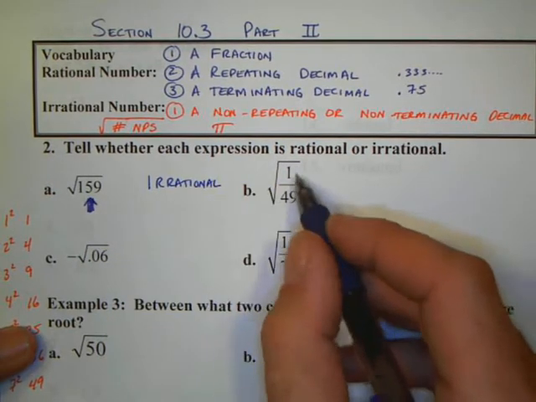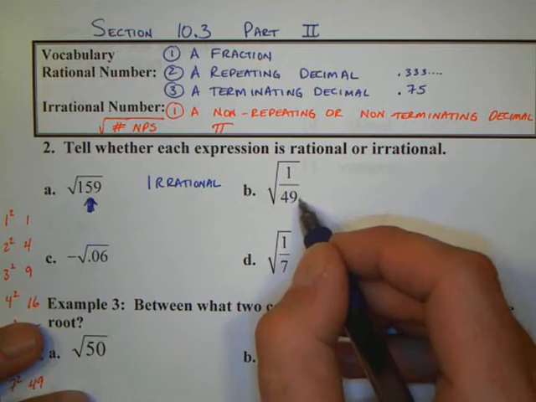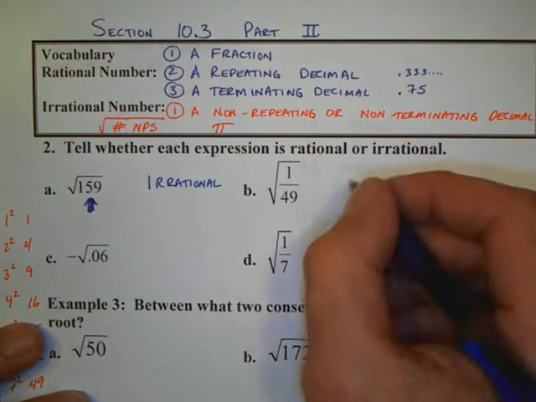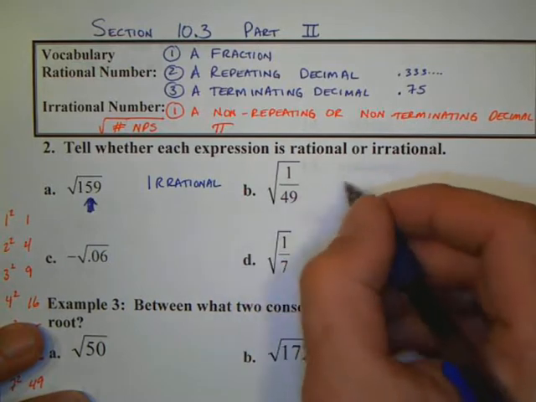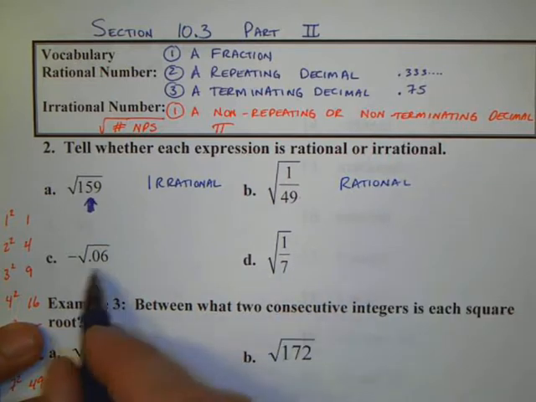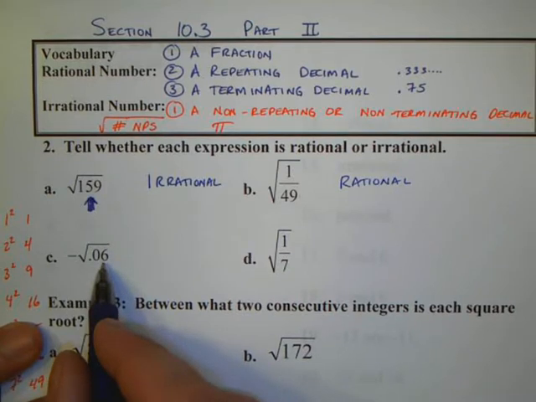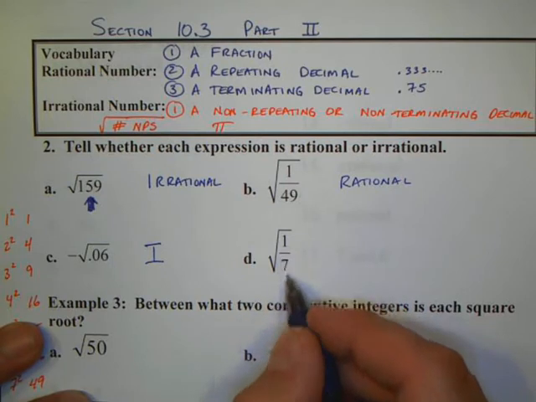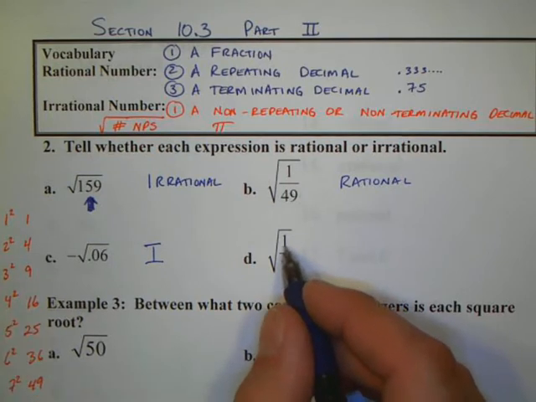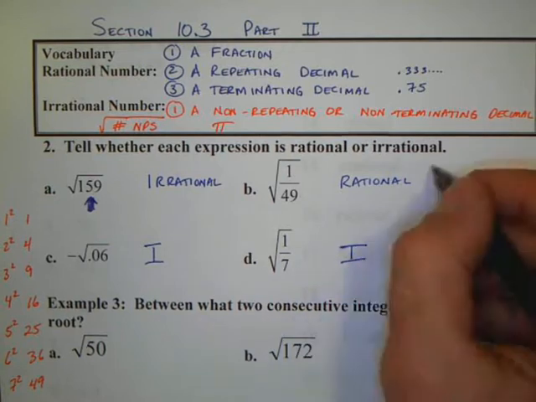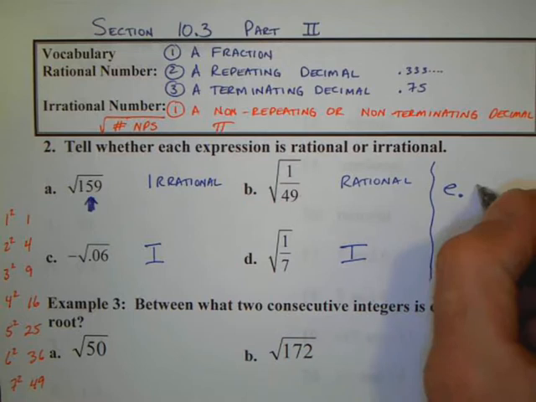Let's look at part B. When you have a square root of a fraction, both the top and the bottom must be perfect squares, and they are. 1 squared is 1, and 7 squared is 49. And so since this can be reduced to 1/7, it's a rational number. Our next one, the square root of 6. As we learned from our decimals and approximations on the previous page, 6 is not a perfect square, so this one is irrational. And our last one, the square root of 1/7: while the 1 is a perfect square, the 7 is not, and so this one is also irrational.